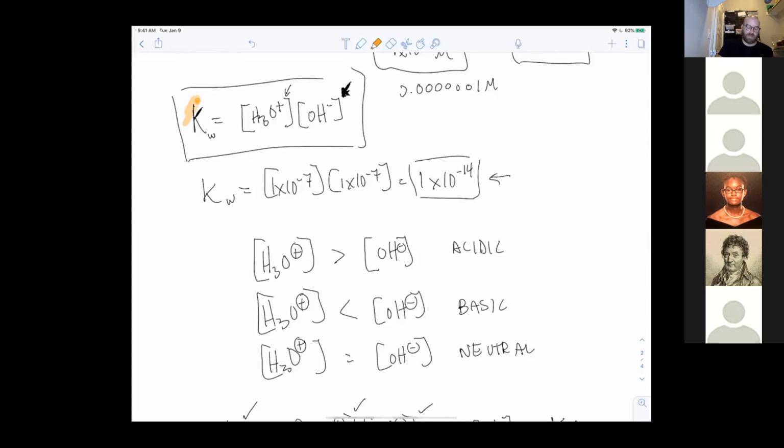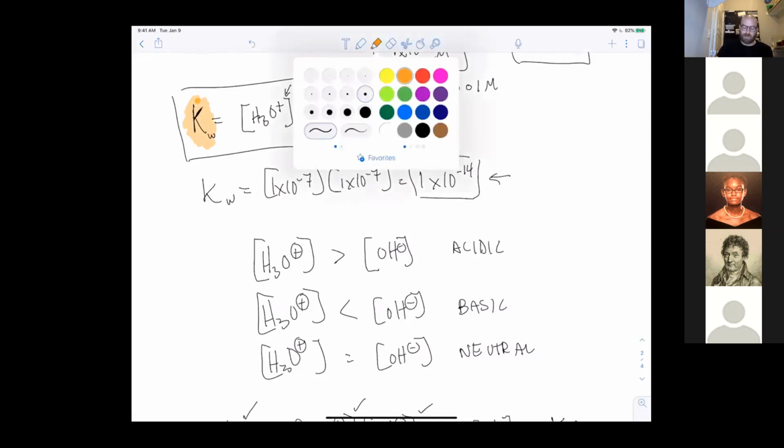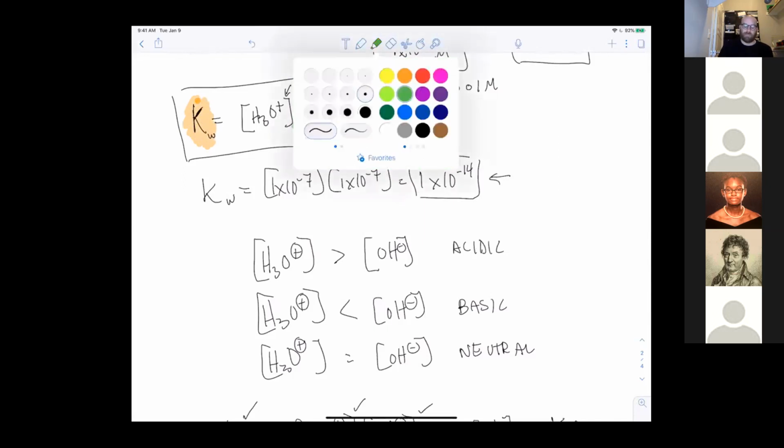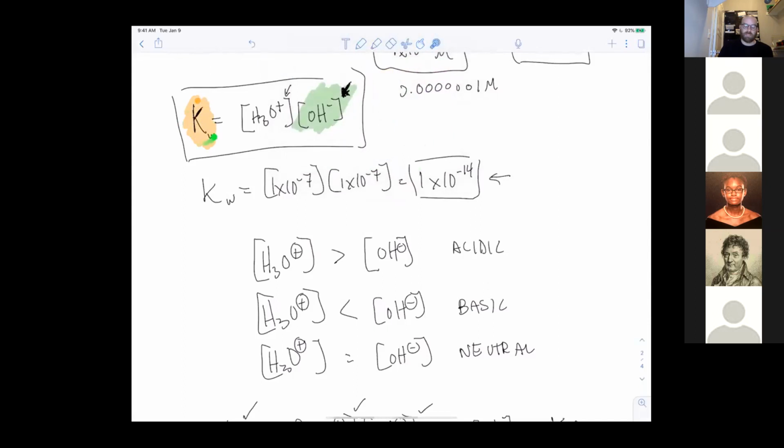I know it's hard, the way that I explain this, but if Kw is a constant, and I take the right-hand side over here and make one of these numbers larger, like let's take OH minus and I'm increasing it, because this number can't change since it's an equilibrium constant, something over here is going to have to give. So if this number is getting really, really large, that means that H3O plus is going to have to be getting really, really small.